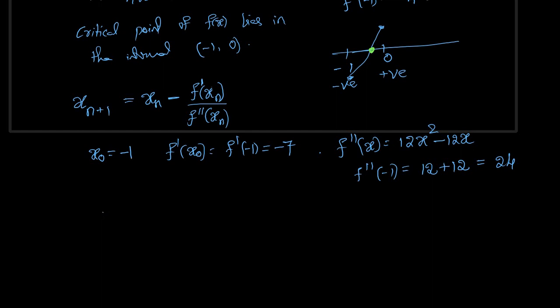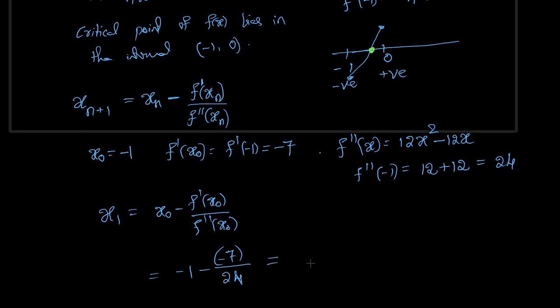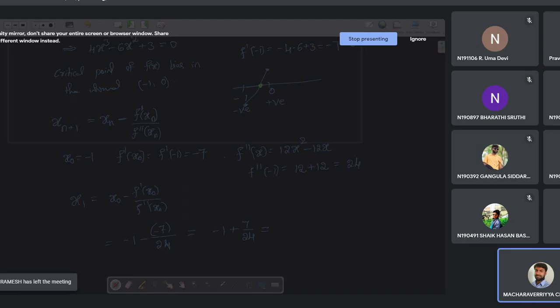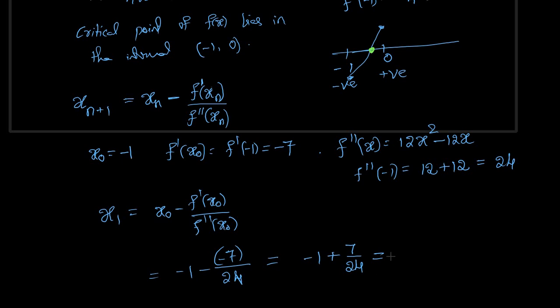Okay, so our initial approximation x1 is given by x0 minus f dash of x0 divided by the second derivative at x0. What is x0 here? Minus 1 minus f dash of x0, which is minus 7, divided by 24. Can someone calculate and tell me what it is? Right, so Gayatri answered it is minus 0.708. Okay, so this is minus 0.708.